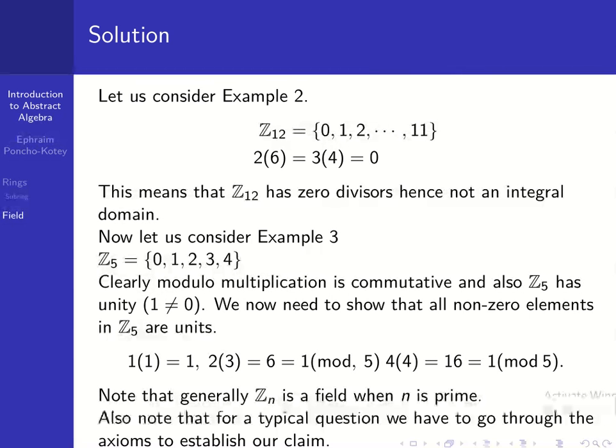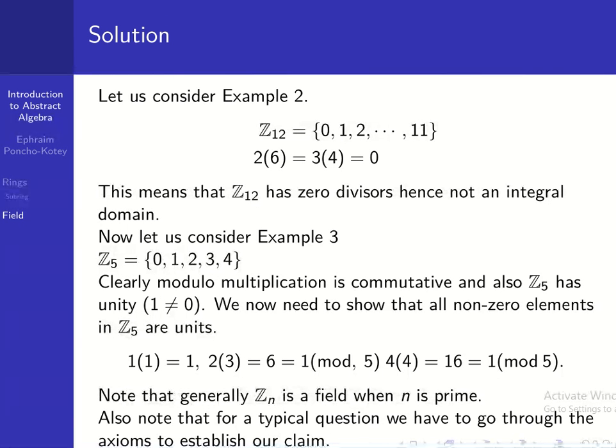Z12 gives us all the remainders when divided by 12. That's 0 to 11. But take note, if I took 2 elements, 2 times 6, and I multiply them, I get 12. 3 times 4 gives me 12. That means that 2 and 6 are zero divisors. Once there are zero divisors, Z12 cannot be an integral domain because it has zero divisors.